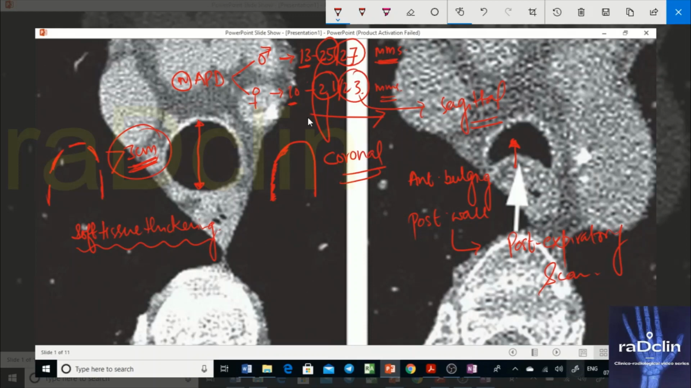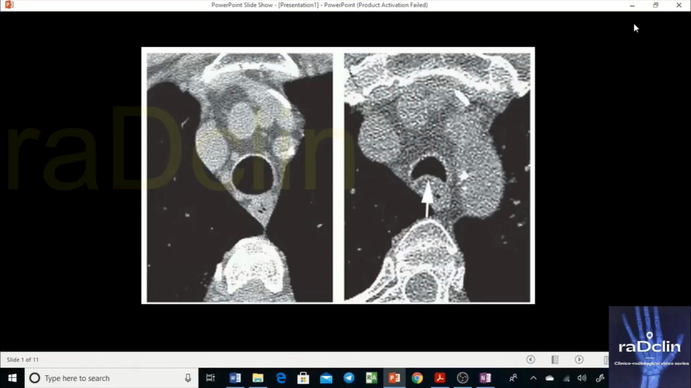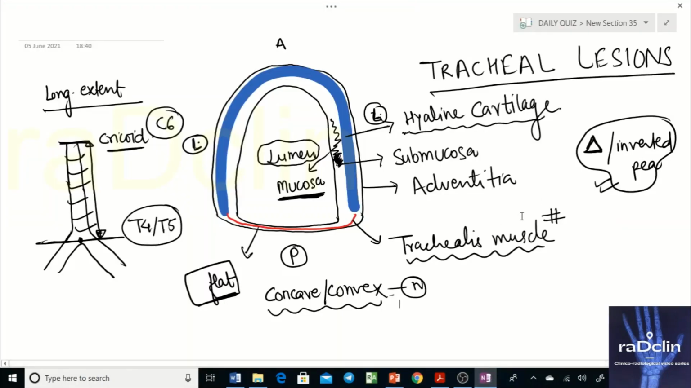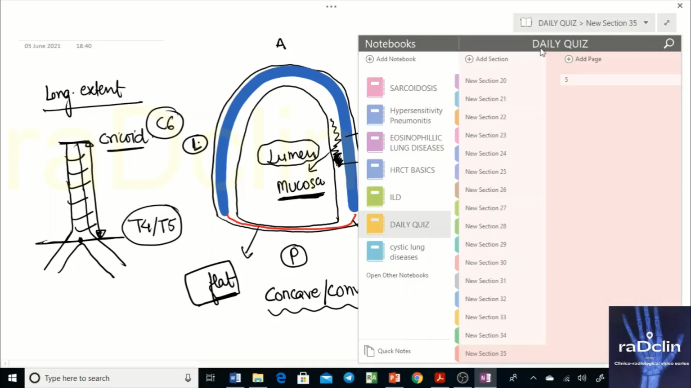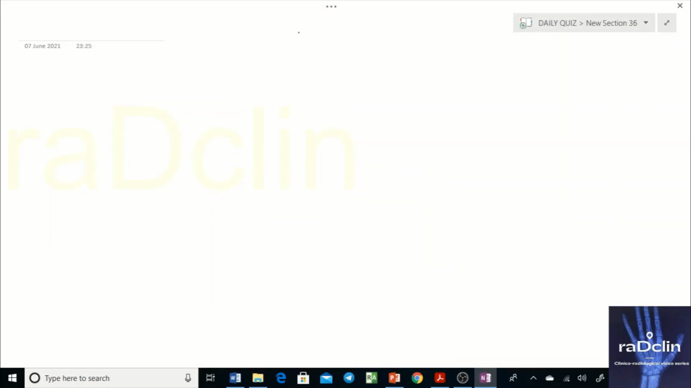Okay, so that is about the diameters. Now the next important point that we need to know is about the pathologies. So if you talk about the pathologies, let me divide them. Tracheal lesions can be divided into two parts, to be precise.